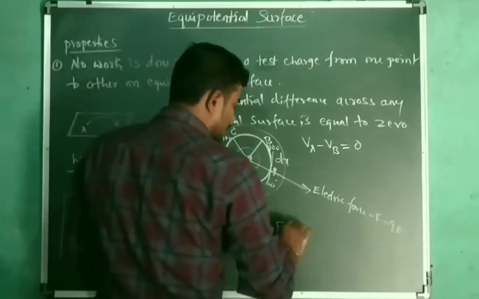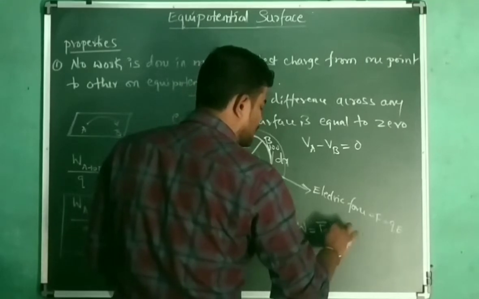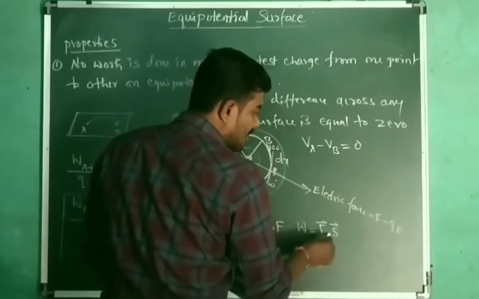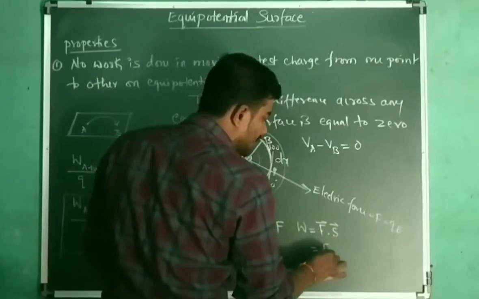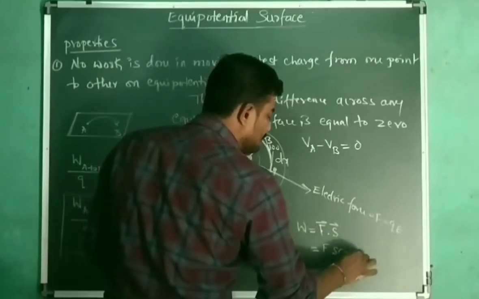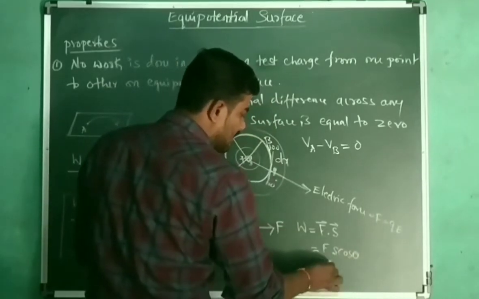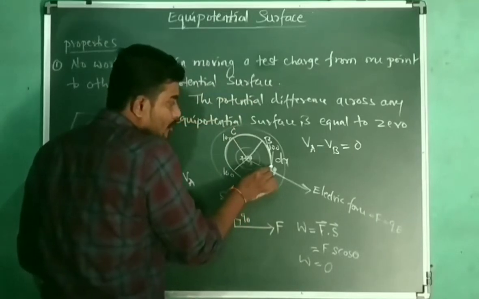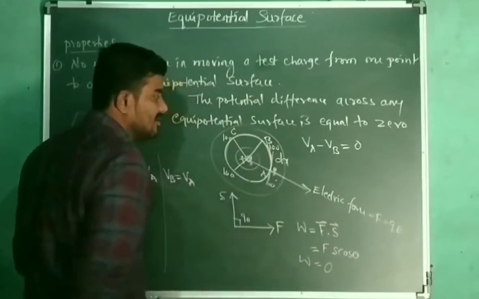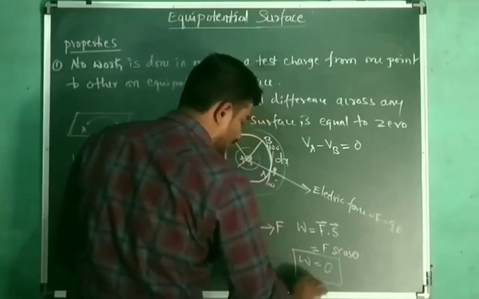It means the work done formula is force into displacement. Force and displacement are both vector quantities, and they have a dot product. Therefore it is Fs cos theta. Theta is how much? 90 degrees, and cos 90 is 0. 0 into anything is 0. Therefore the work done in moving a test charge from location A to location B is how much? It is 0. Very important observation here.